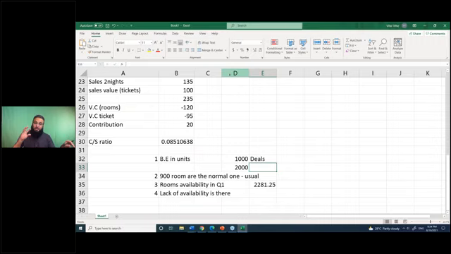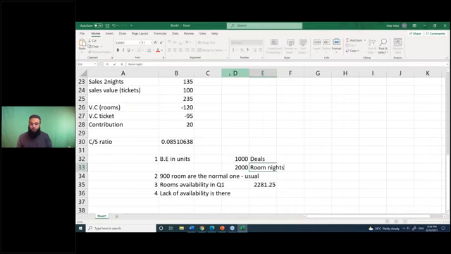1,000 deals you need to sell. To make this viable, you need to sell 1,000 deals, and for each deal you need to stay 2 nights. So you need 2,000 room nights. Okay, 2,000 room nights. Now, how many nights are available to you?